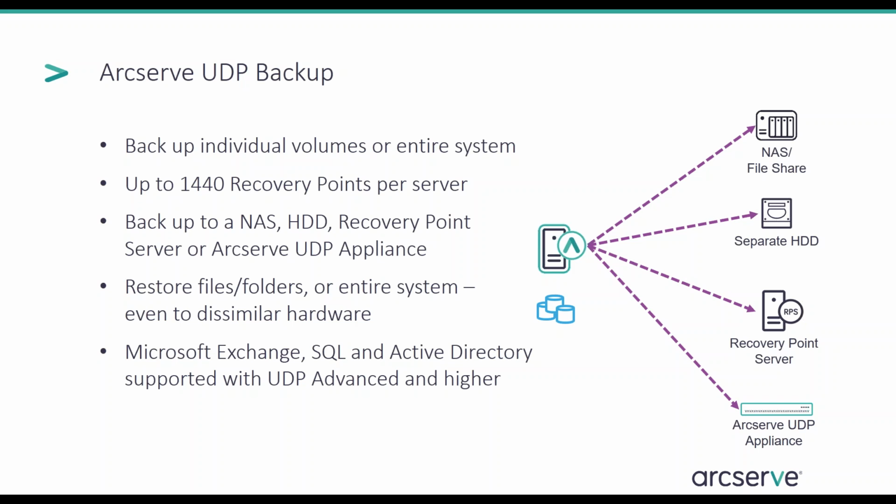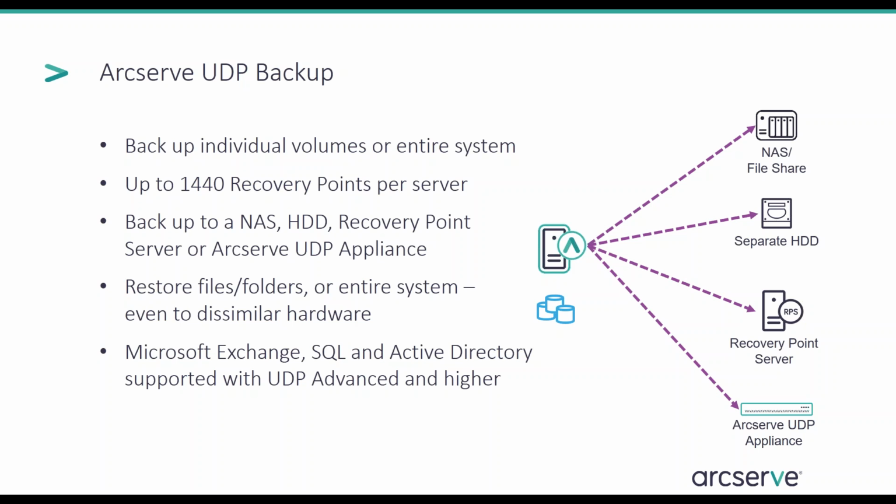1,440 backups. When we perform a backup with Arcserve UDP, we actually send the backup to a file share, such as on a NAS or file server. We can back up to a separate hard drive, which, for example, might be an external USB-based hard drive. We can also send backups to a data store on a recovery point server or an Arcserve UDP appliance.